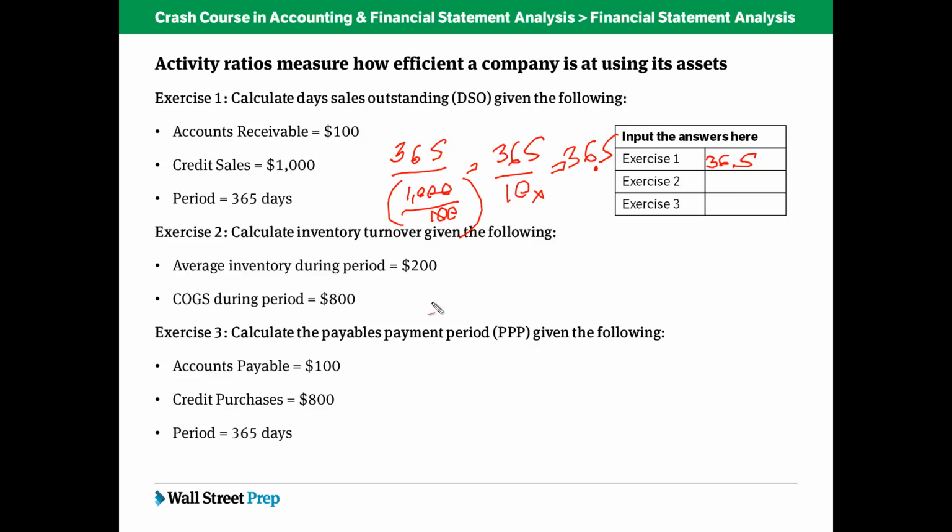Let's move on to calculate inventory turnover. And this is the information that we've been provided. We've got inventory on an average basis of 200 during the period, and we've got cost of goods sold of 800 during the period. This is an easy calculation. Inventory turnover is simply calculated as the cost of goods sold divided by the average inventory. Means we are turning over our inventory 4 times.